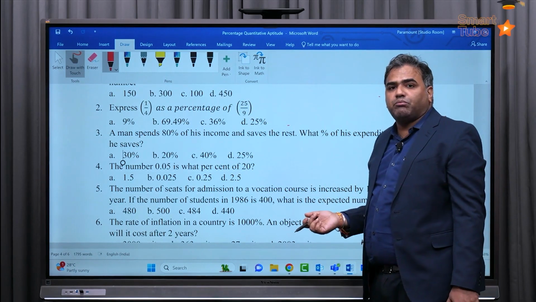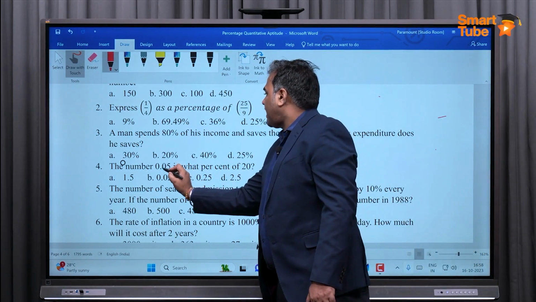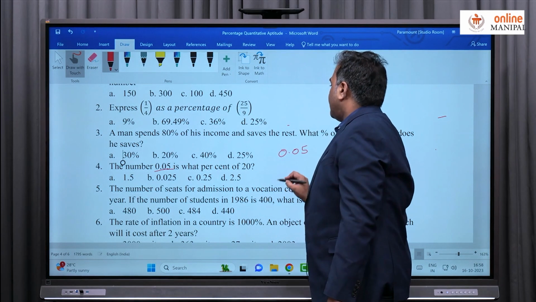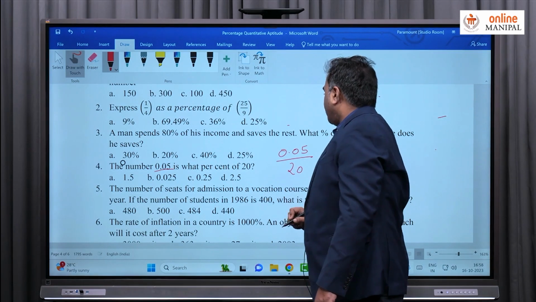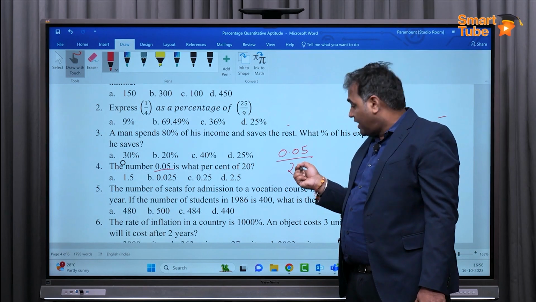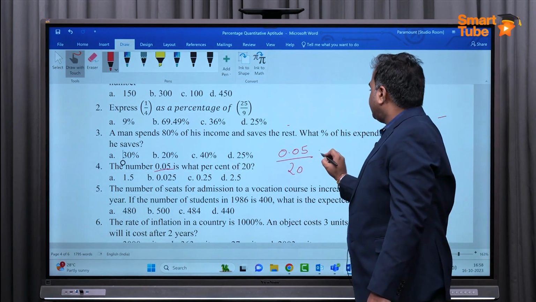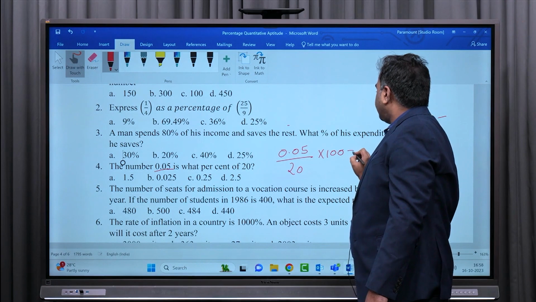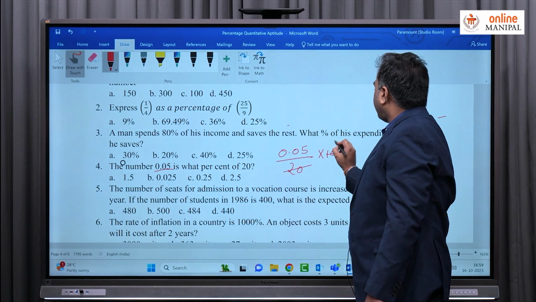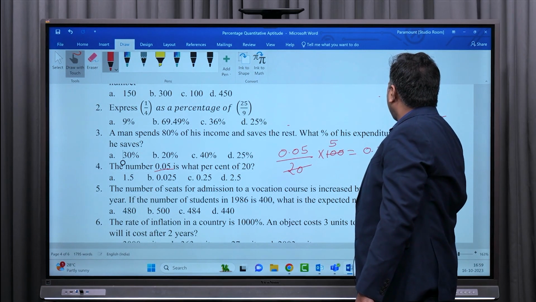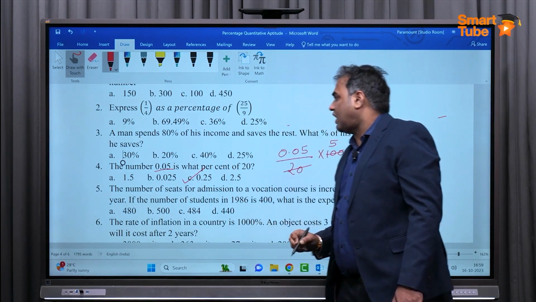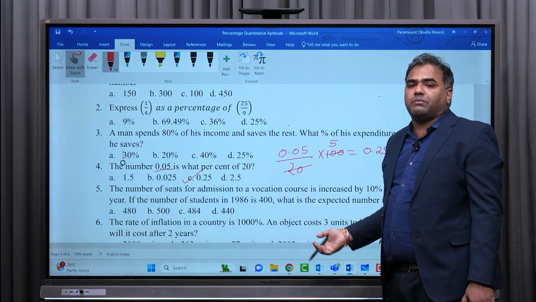Now what is our question number 4? The number 0.05 is what percent of 20? So again, what are we comparing? We are comparing the variable called 0.05 in term of 20. They want this in percentage. Whenever you want something in percentage, what will you do? You will multiply with 100. So 0.05 by 20 into 100 is nothing but 0.25%. Simple everyone. So what is your answer? Your answer is option C, 0.25%.